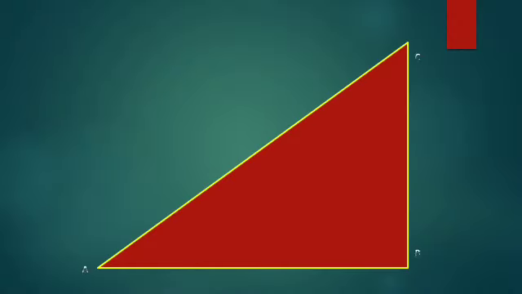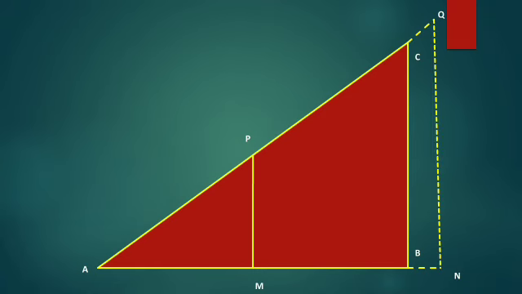Now let us draw a triangle named ABC. Extend the point C to Q. Here again extend the point B to N. Now take a point P on the hypotenuse side of this triangle and draw PM perpendicular to AB. Then join QN.